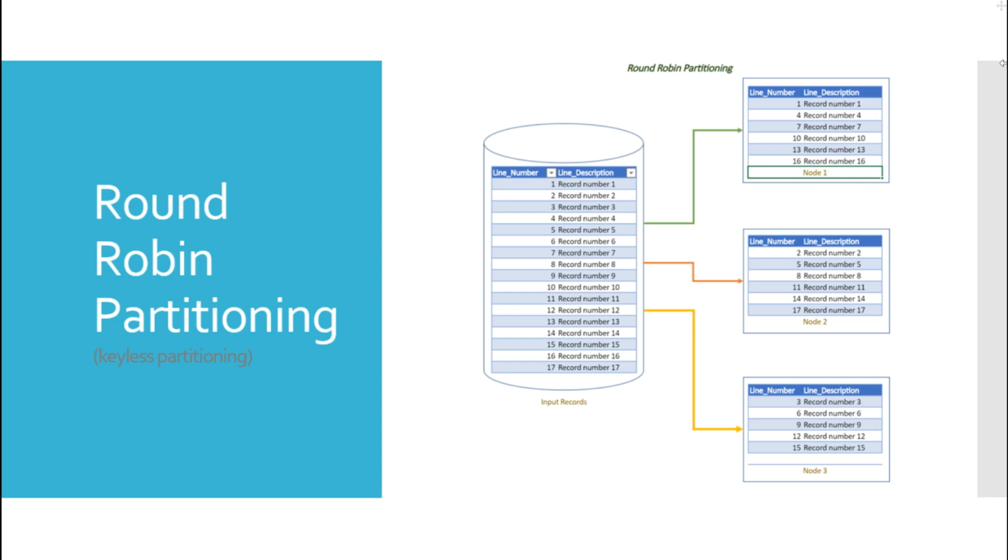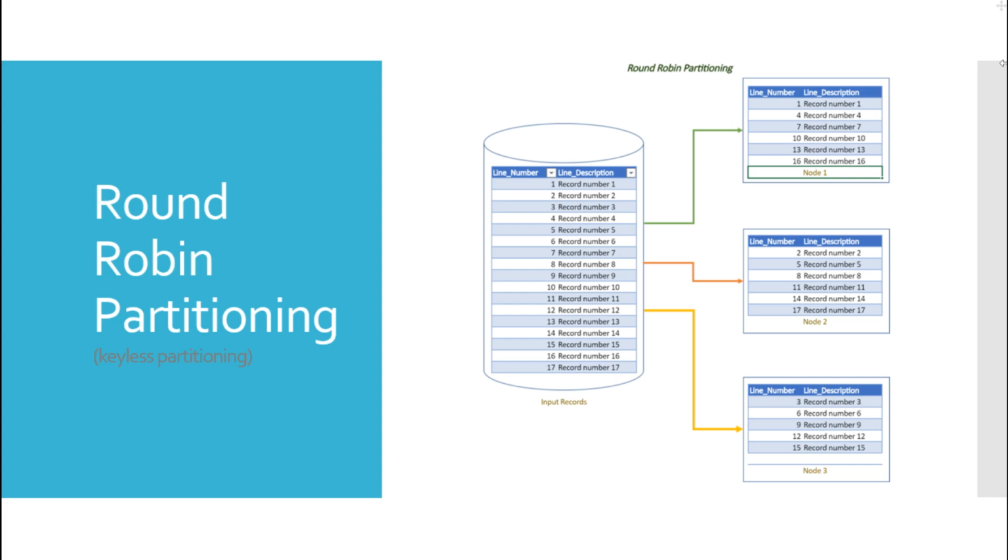In round-robin partitioning method, the first record of the input dataset goes to the first processing node or partition. Second record goes to the second processing node and so on until the last processing node or partition is reached. When the last processing node is reached, the process starts over.